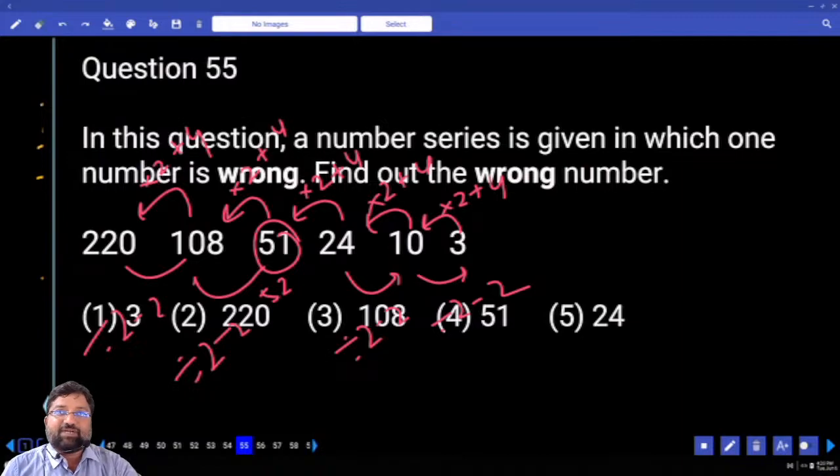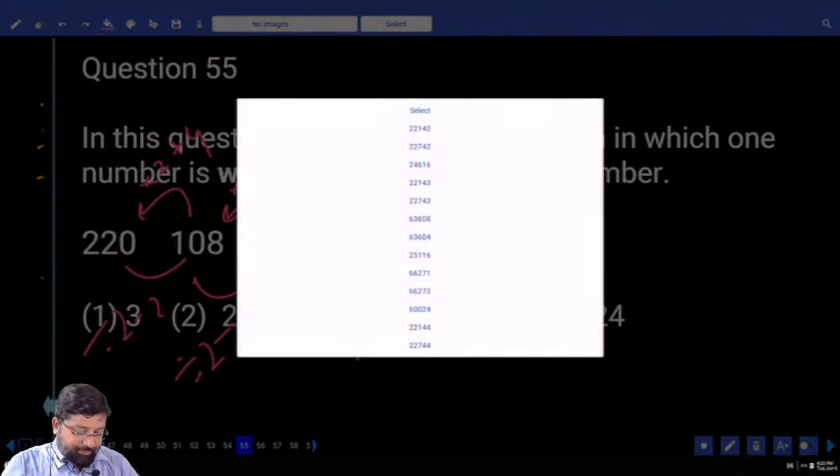You'll see that you will not get multiple answers. You'll see that you will get only one answer. What is the next paper? Next paper is clerk. Sorry, PO prelims.